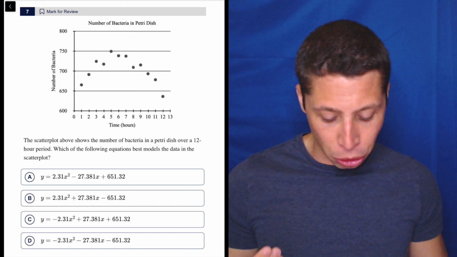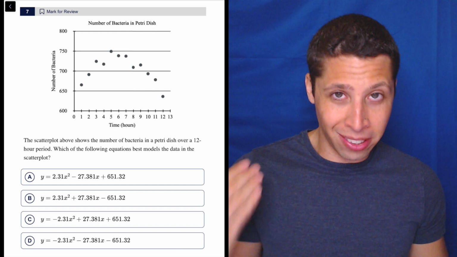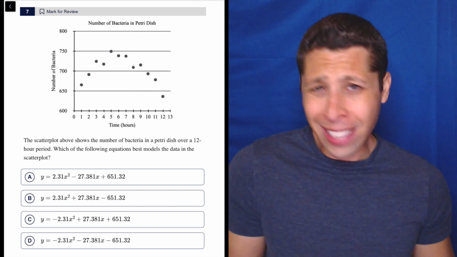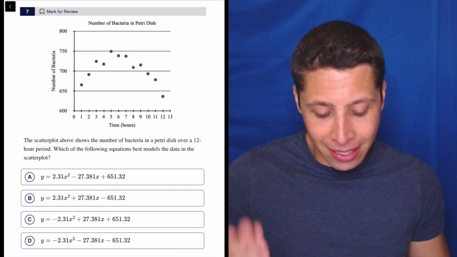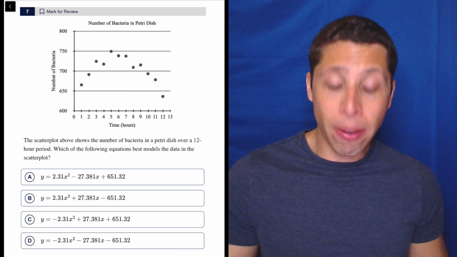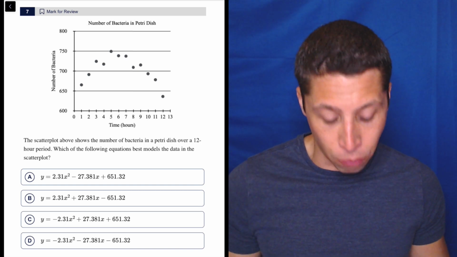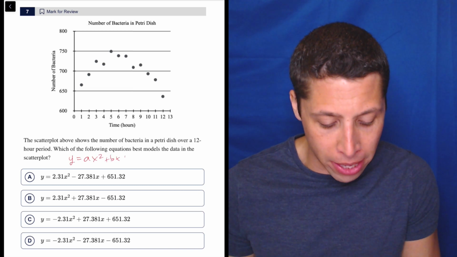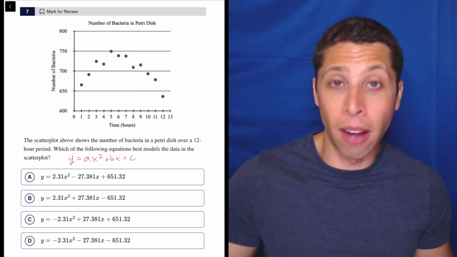Because if we look at the answer choices, the numbers are weird, but they're the same weird numbers in every single choice. So it's not about the numbers. What's different? It's the signs that are different, right? And we have to recognize that this is giving us standard form, right? This is the y equals ax squared plus bx plus c version of a quadratic.